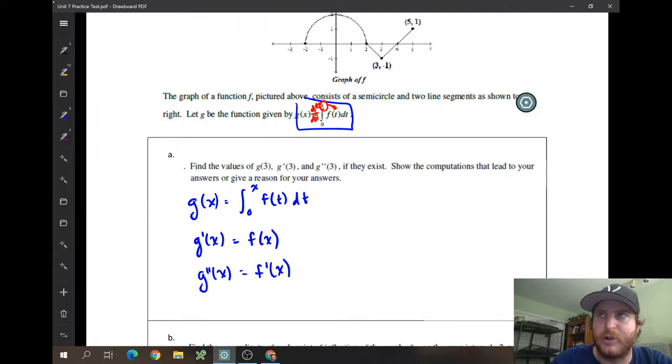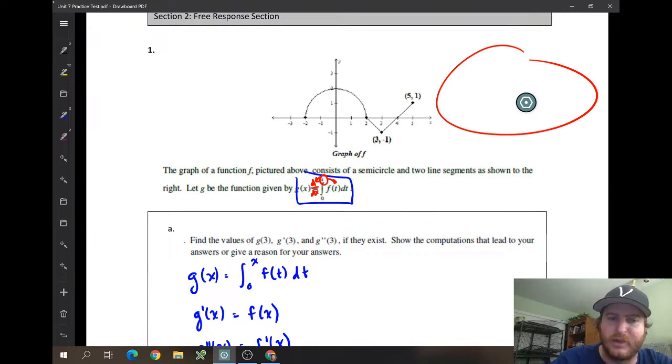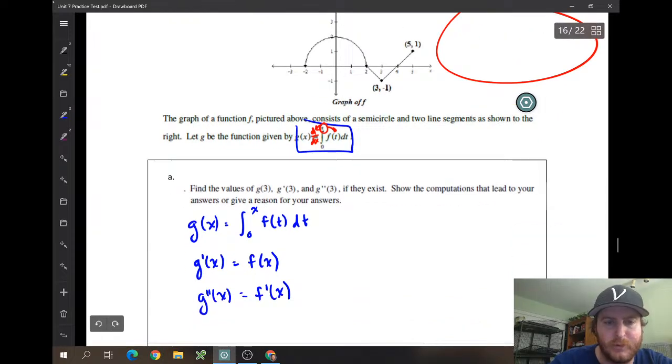When we take the real AP exam, it's also important to write this in your section, in that section of your test book. Don't write it somewhere like up here in this area. They're not grading that. Make sure that you actually write that in section A.